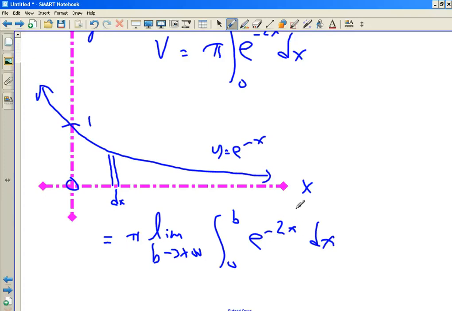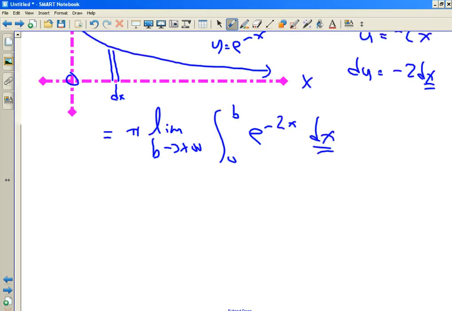So how do you integrate this? What technique of integration would you apply? U sub, right. Who's u? Negative 2x. So who's du? Negative 2 dx. So replace dx with du over negative 2, right. Okay. So you're going to have pi times the limit as b goes to infinity of negative 1/2 du instead of dx, right? So it's a negative 1/2 e to the u du.